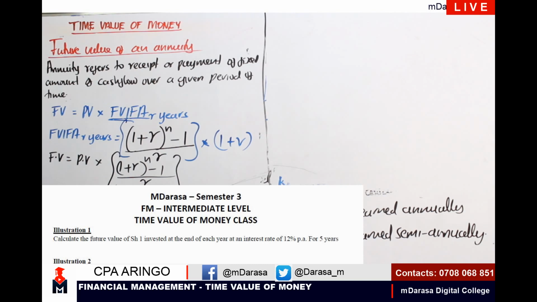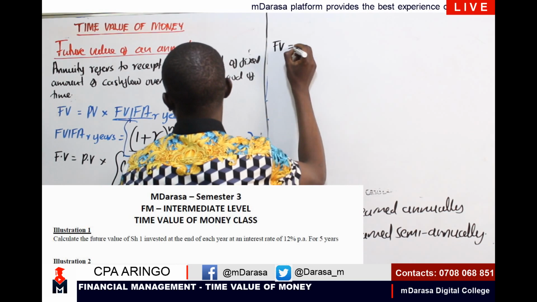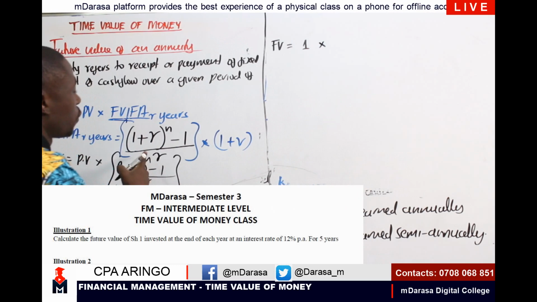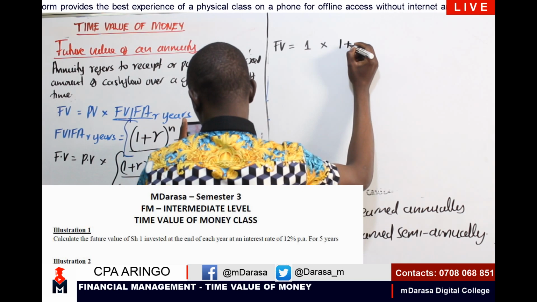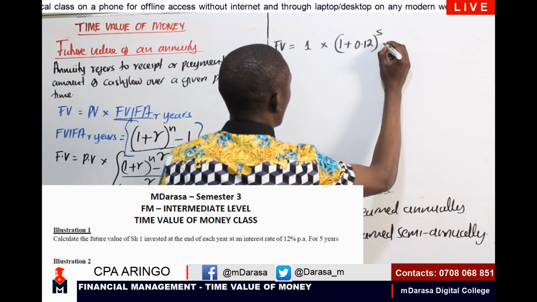So this is what you're going to do, my good students. The present value today is 1. We are investing this for 5 years. I'm following our formula here: we multiply by 1 plus R, which in this case is 0.12, raised to power n, which is 5 years, minus 1. We divide all this by R, which is 0.12.